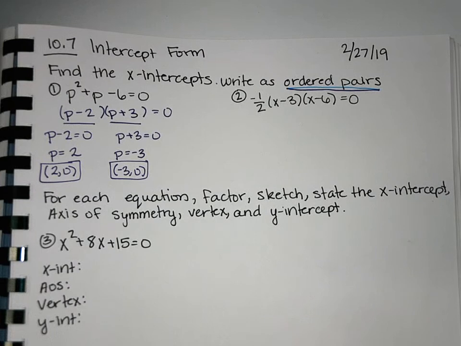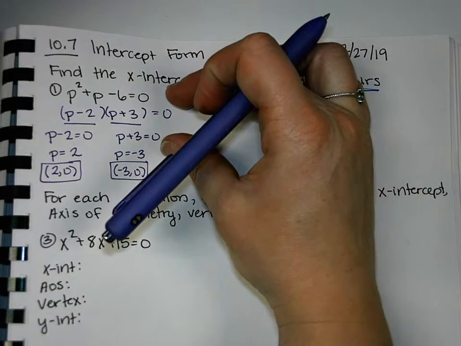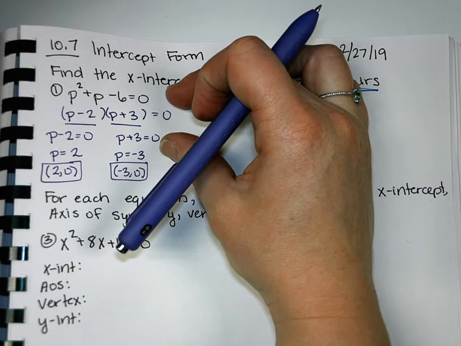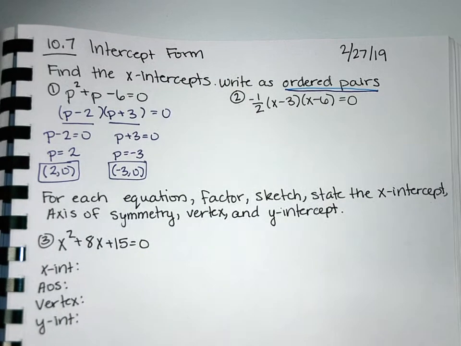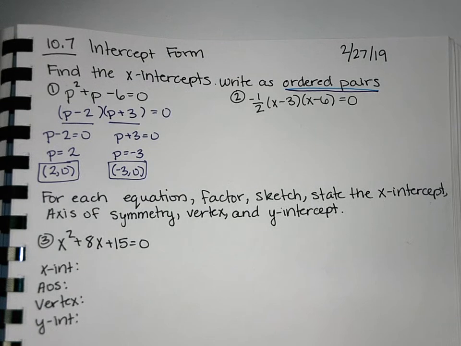Okay, so this part right here is what 10.6 was having you do. Today we're just going to take it and put it in terms of graphing, so it's an ordered pair as opposed to just 2 values. Okay.